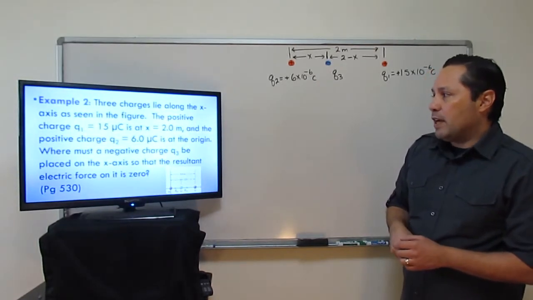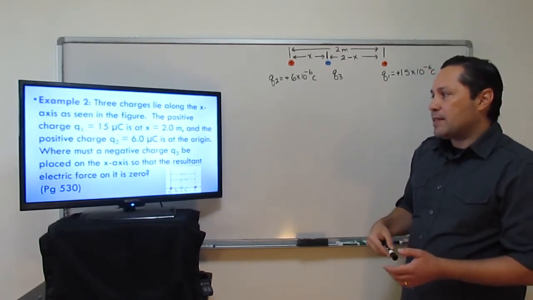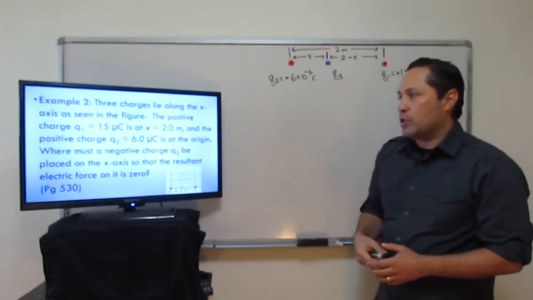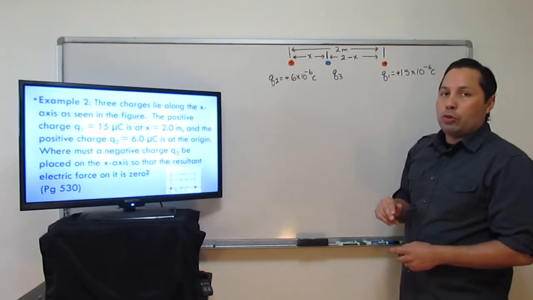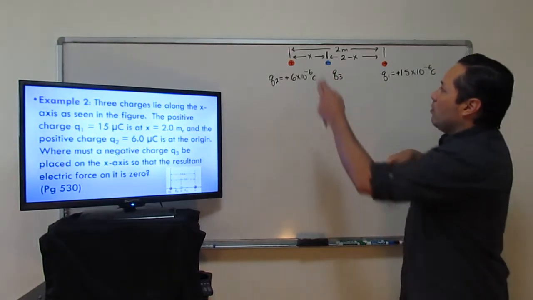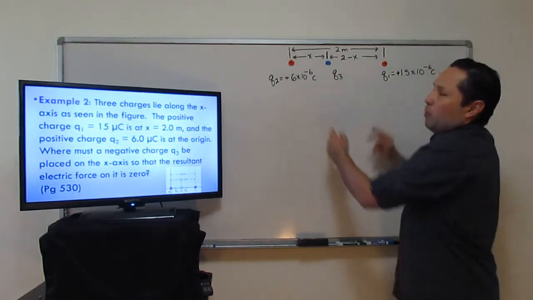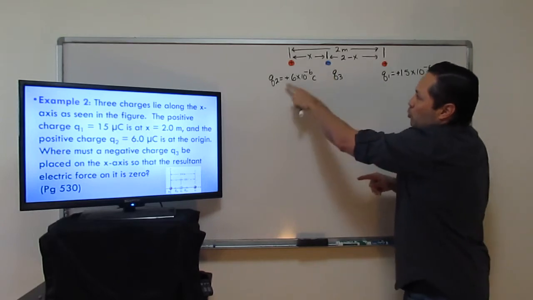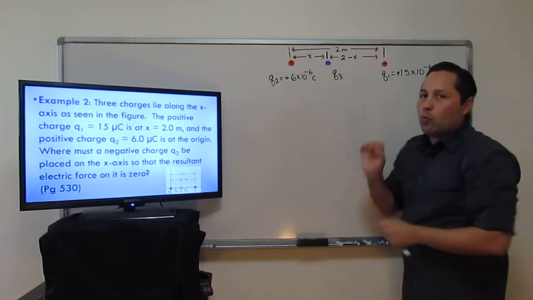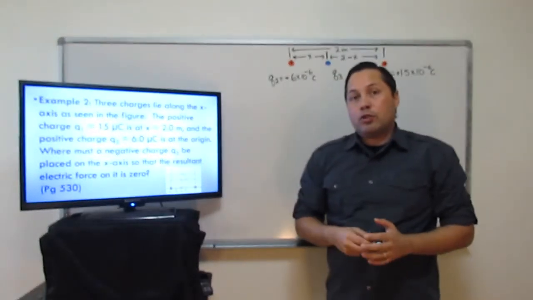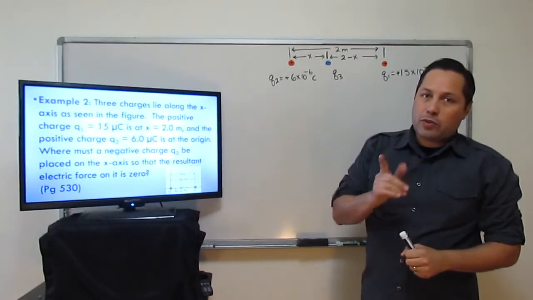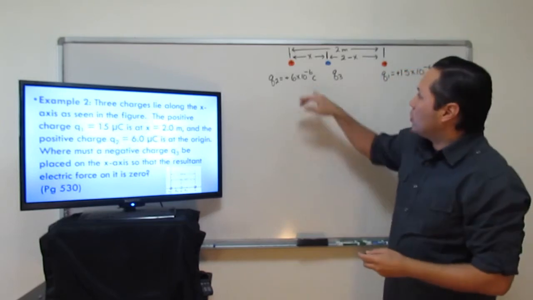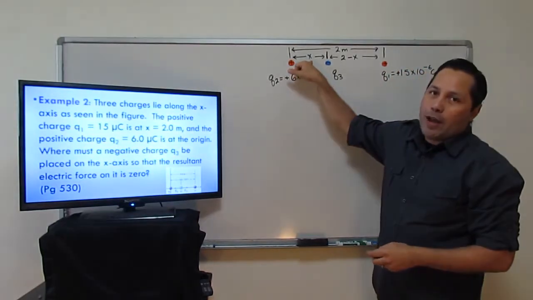Now, where must a negative charge Q3 be placed on the x-axis so that the resultant electric force on it is 0? So here's our Q3, it's negative. Both Q1 and Q2 are positive, so it's being pulled towards the left and towards the right. So where must we put that negative charge so that you have equal pull from either side? Alright, so that is the question we're trying to answer. So essentially, how far from the origin? So we're looking for x.